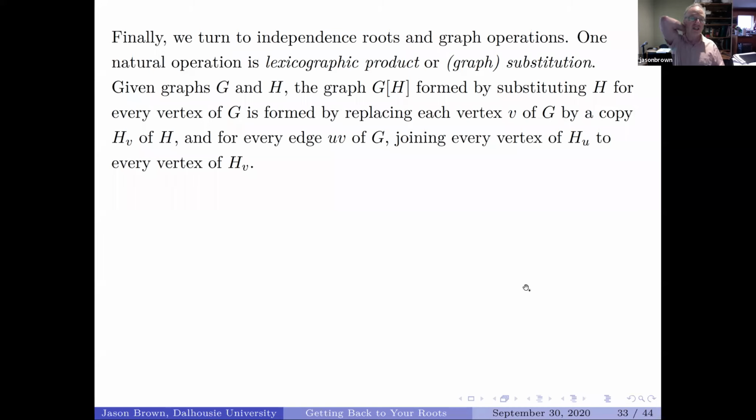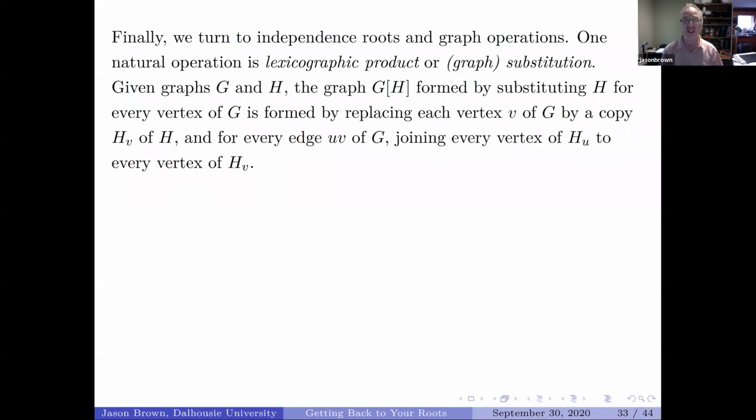Okay, finally, we're going to turn to independence roots and graph operations. One of the natural operations is called the lexicographic product or the graph substitution. The notion of the lexicographic product or graph substitution is a very old graph operation that's been used in many instances. It's been looked at for chromatic theory. If you've studied something called perfect graphs, which is a very deep area of graph theory that was extensively studied in the 60s, really up to present time, this lexicographic product plays a central role in it.